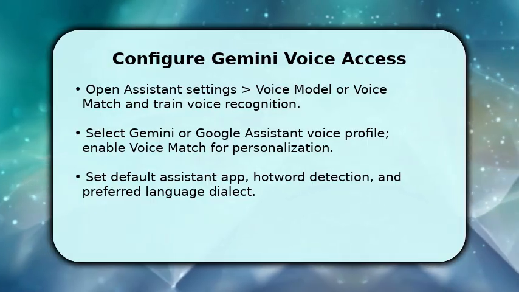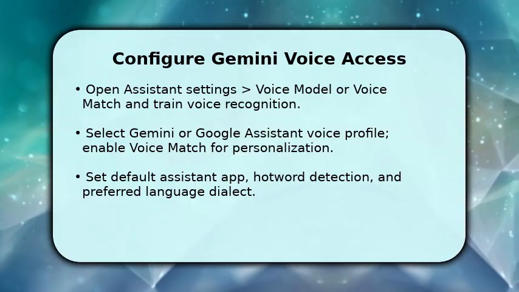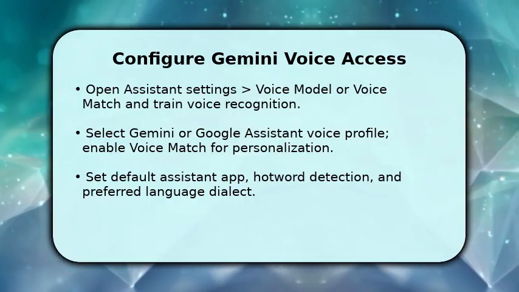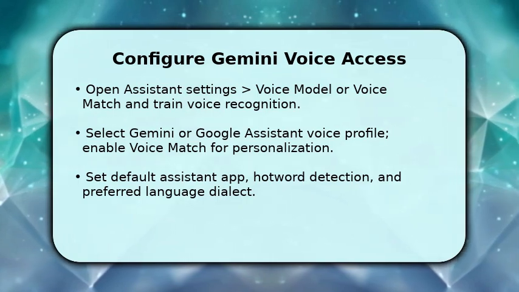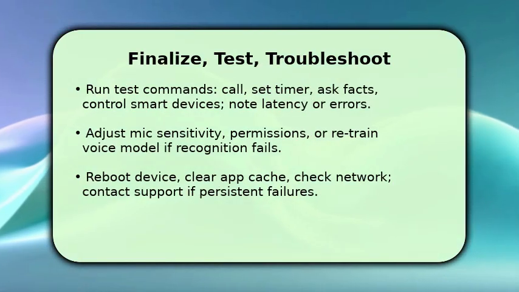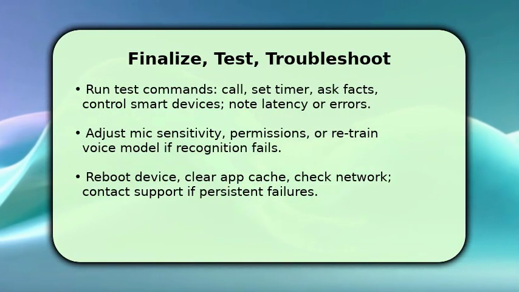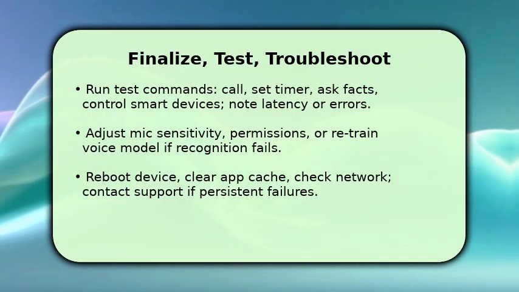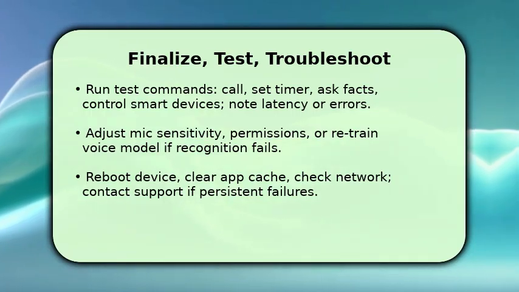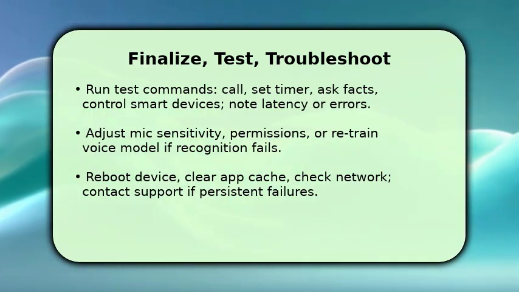Also set the default Assistant app, adjust hot word sensitivity, and pick the preferred language and dialect, so replies are natural and contextually accurate. Complete setup by performing a series of live tests to confirm Gemini responds as expected. Say the wake phrase and run commands. Place a call, set a timer, ask a factual question, and control a smart light to verify integrations.